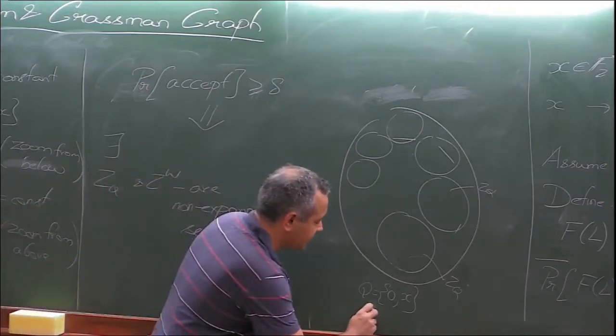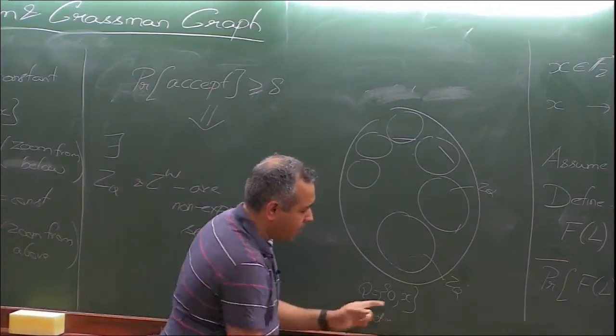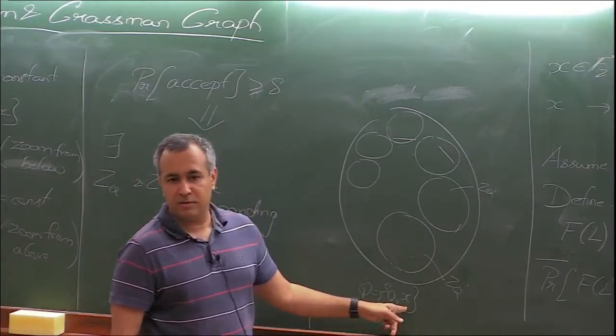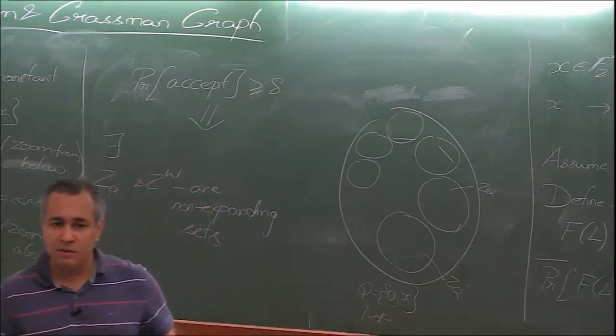This is the one-dimensional subspace containing 0 and x. That's it. Because of GF(2), it is just this.